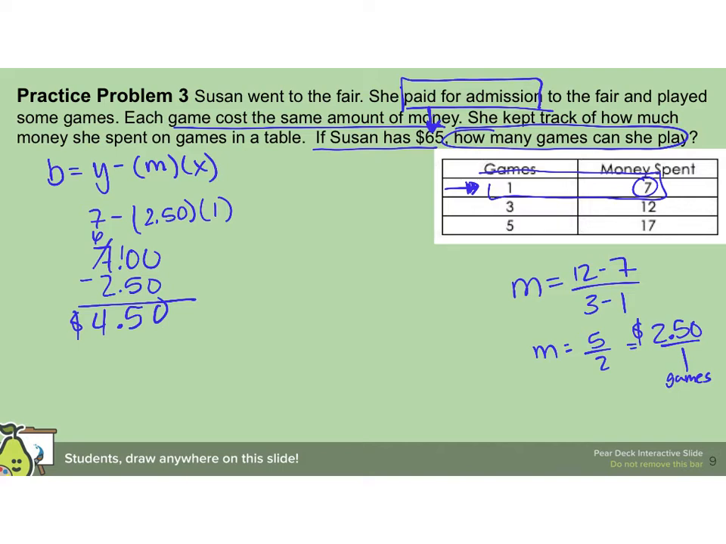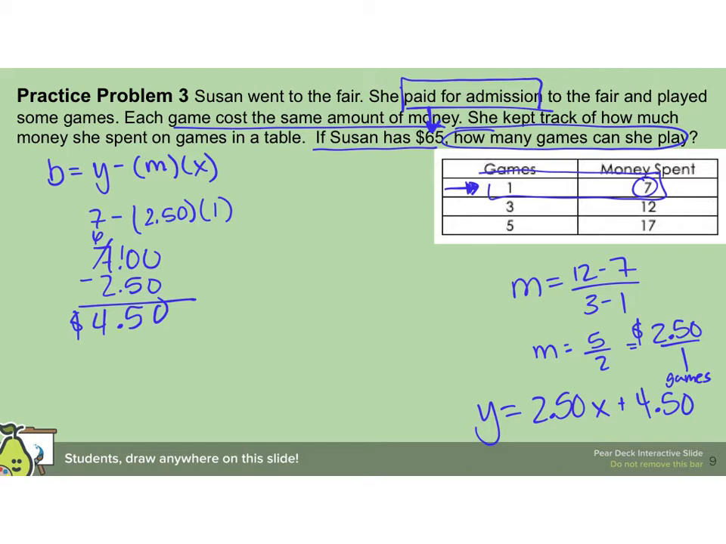So the equation here, not b equals, is y equals the slope, which is 2.50, times x, plus the initial value, which is the cost of admission. So that's the equation of the line. So now they've given us this other number, 65. Okay? $65. And they want to know, how many games can she play if she had $65?